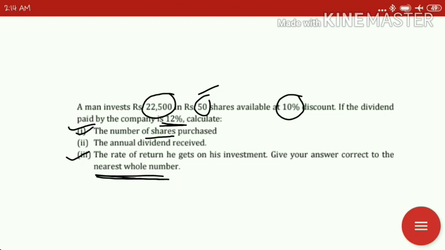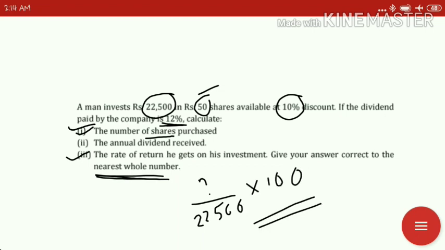And next one, the rate of return, simply the annual dividend you have calculated divided by the investment into 100. So that means the annual dividend, whatever be the value you calculated in number 2, divided by the investment, that is 22,500, into 100. By using this, you can easily find the rate of return. It may come as a fraction or decimal number, so you just have to take the nearest whole number of it. That will be the answer. Not so tough, but a tricky one.